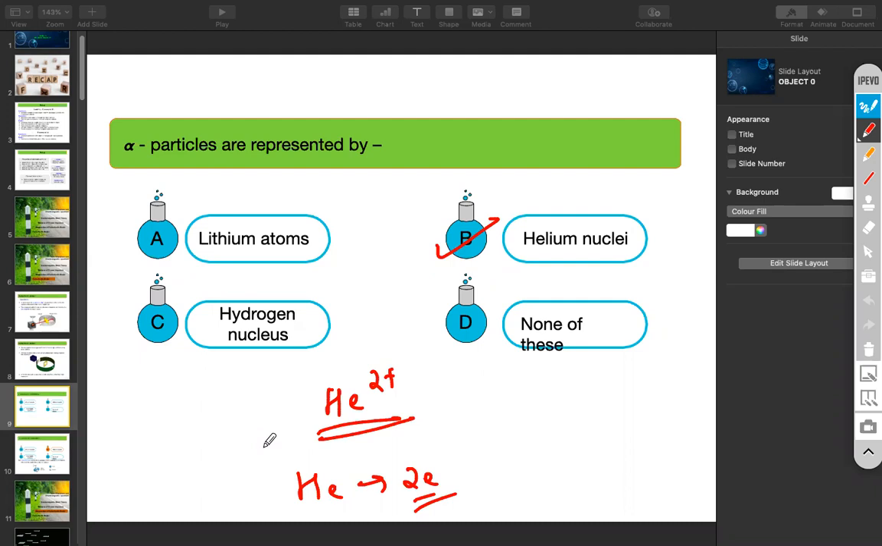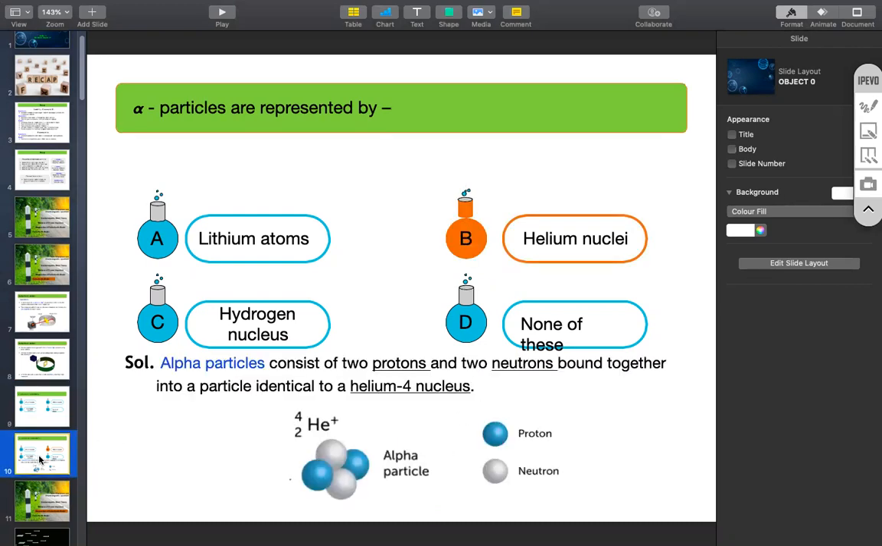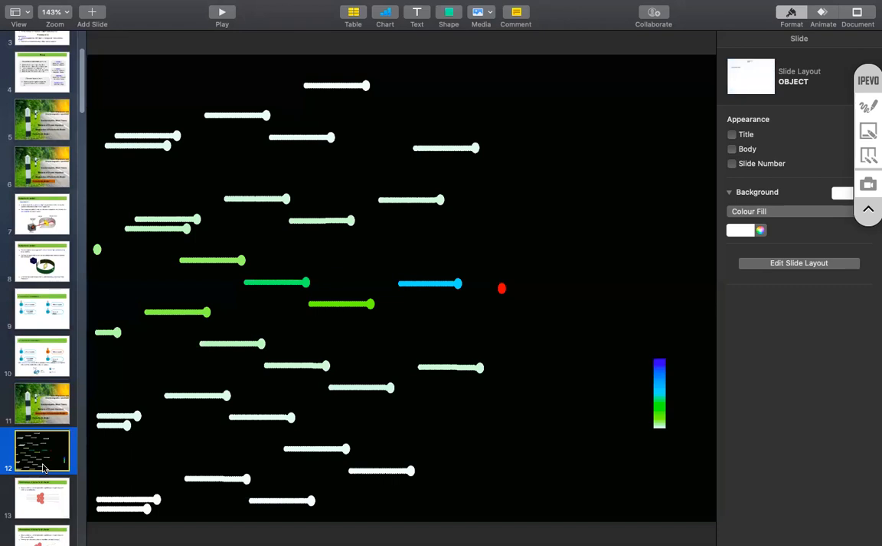Got it? So it is nuclei only. Helium nuclei. I'm moving to the next thing. Okay, alpha particle is a helium nuclei. Please remember this. Okay, next.